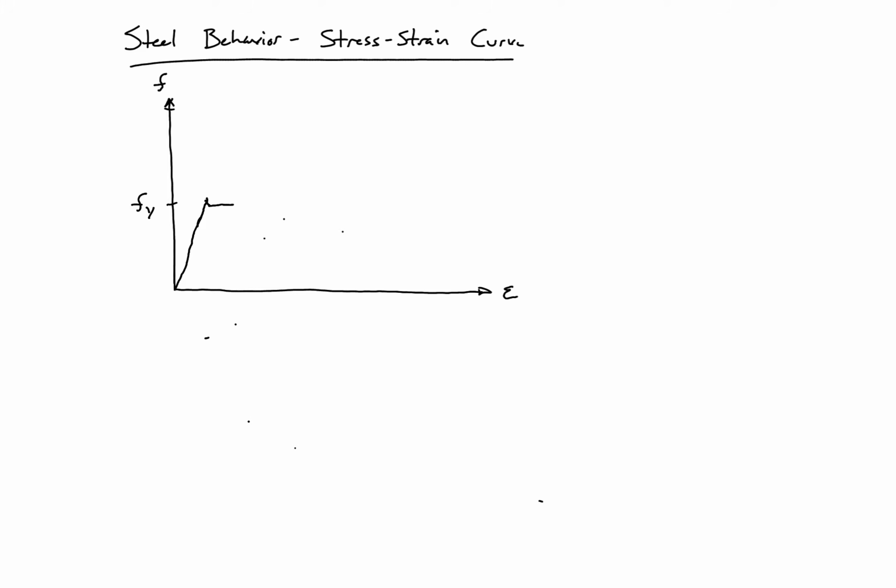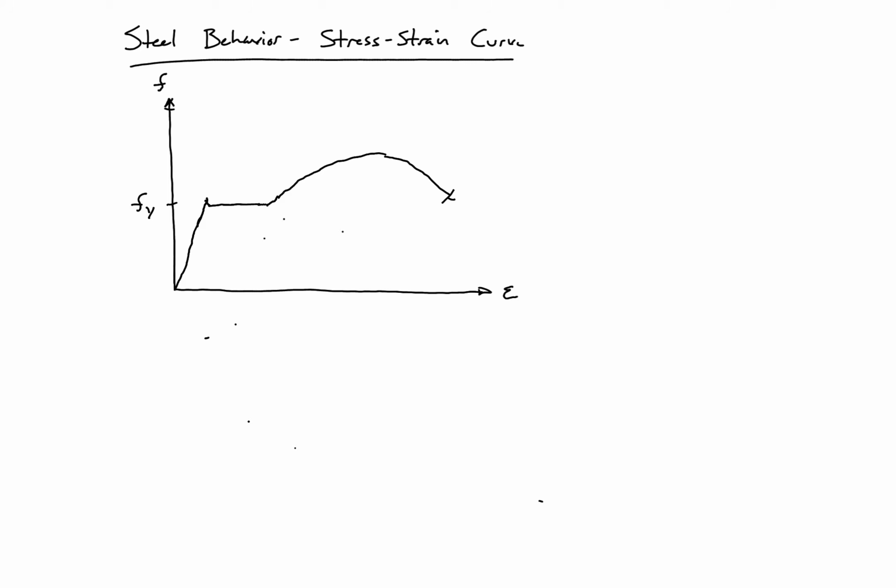So then we'll move to the yield plateau, which is a region in which we'll increase our strain but not increase our stress. And then at some point we'll hit what we call strain hardening, where we start to pick up stress again when we increase our strain. It'll reach a maximum or ultimate strength, and then it'll start to decline until it ultimately fails.